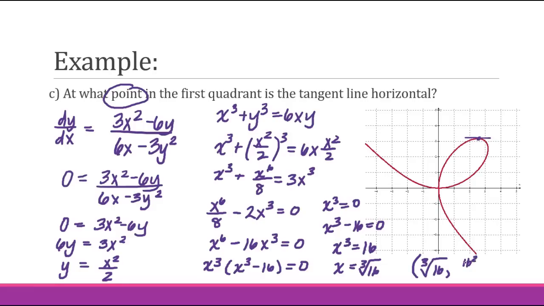So we end up with 16 to the 2/3 over 2. I'm plugging the cube root in, that's the fractional exponent 1/3, so I'm multiplying the 2 and 1/3 there. I'm just going to leave my answer like this: the cube root of 16, comma, 16 to the 2/3, or the cube root of 16 squared, over 2. So this is the point in quadrant 1 where the tangent line is horizontal.